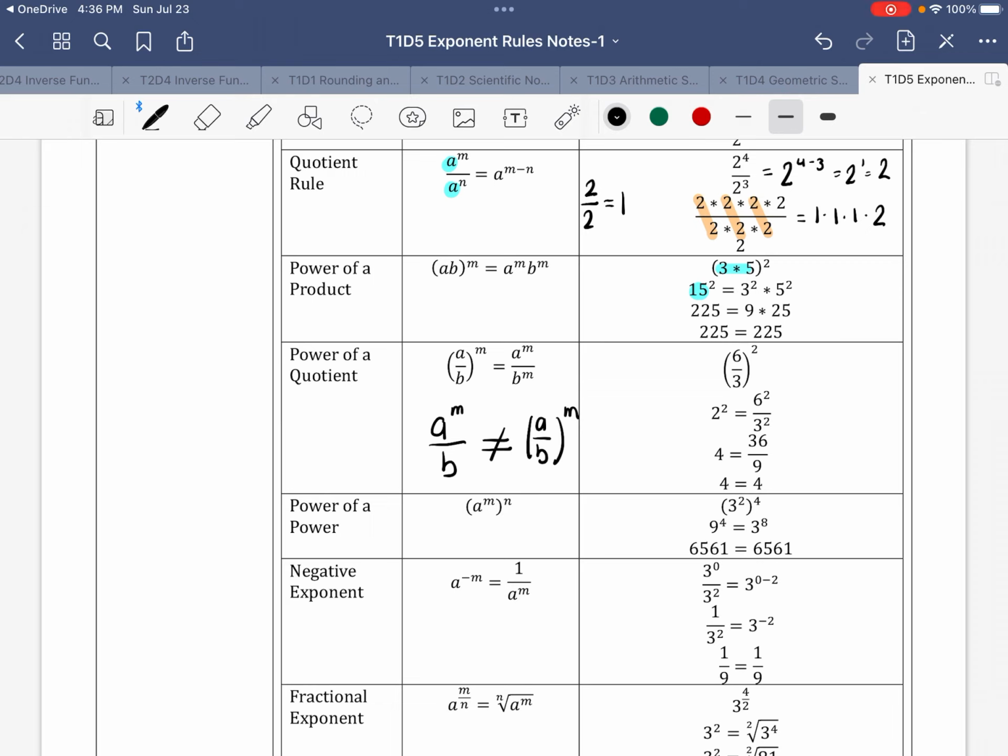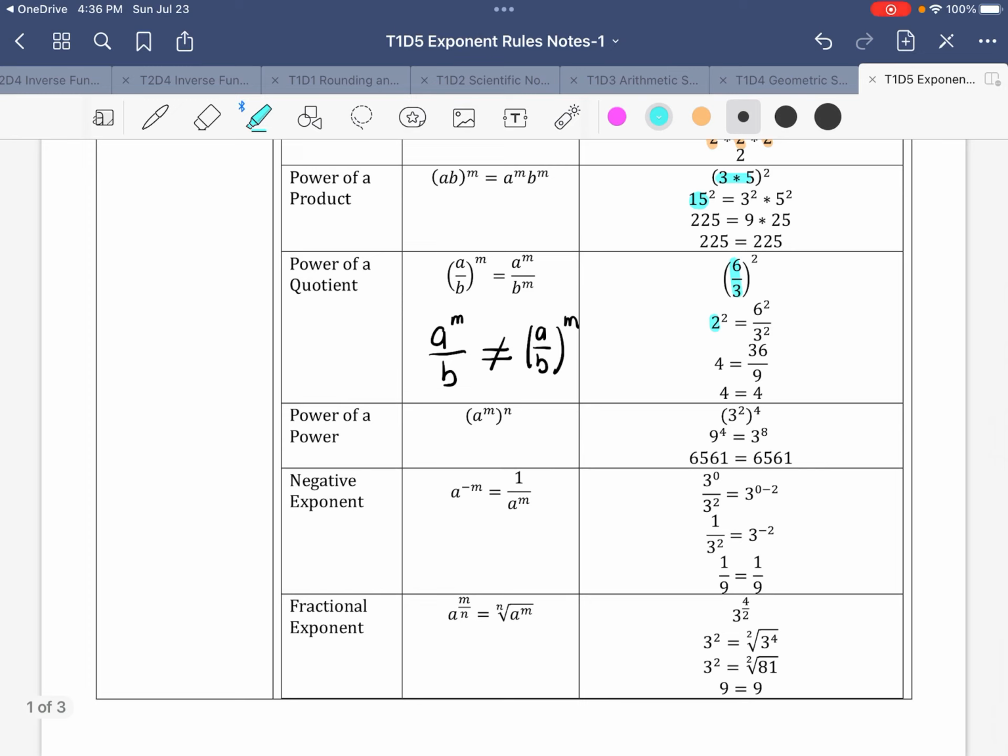Okay, so if we take a look at 6 over 3 quantity squared, we know that 6 divided by 3 equals 2. But we can also use our rule, right? So 2 squared equals 4, 6 squared is 36, 3 squared is 9, 36 divided by 9 is 4, so 4 equals 4.